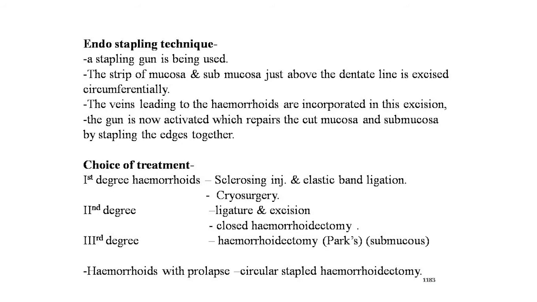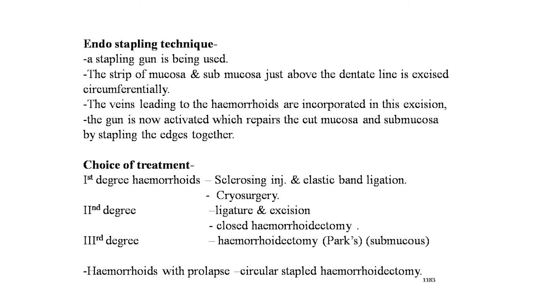A strip of the mucosa and submucosa just above the dentate line is excised circumferentially. The veins leading to the hemorrhoids are incorporated in this excision. The gun is now activated, which repairs the cut mucosa and submucosa by stapling the edges together.